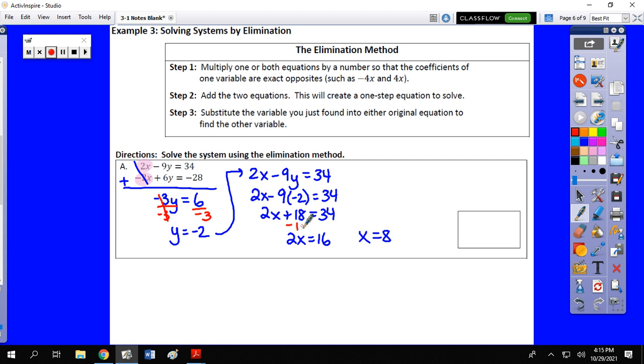Okay, so we just solve that equation, plug it back in, we solve the other equation, and we have our point. Our answer is the point (8, negative 2). Again, we list our answers to these systems as a coordinate point (x, y).